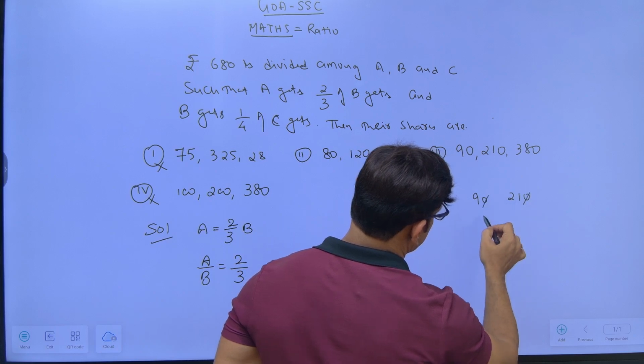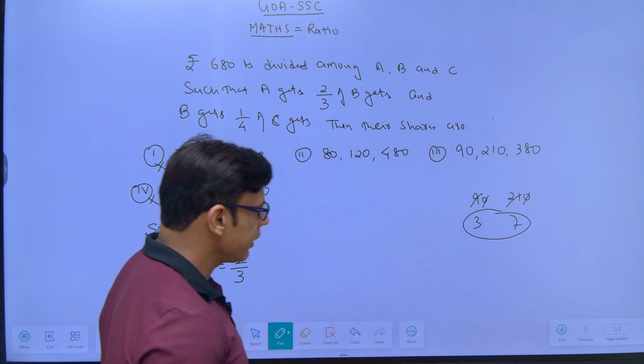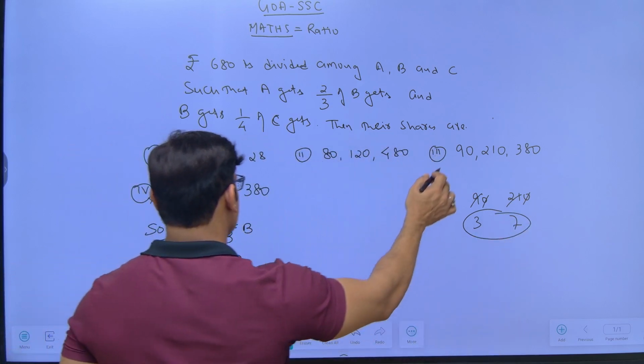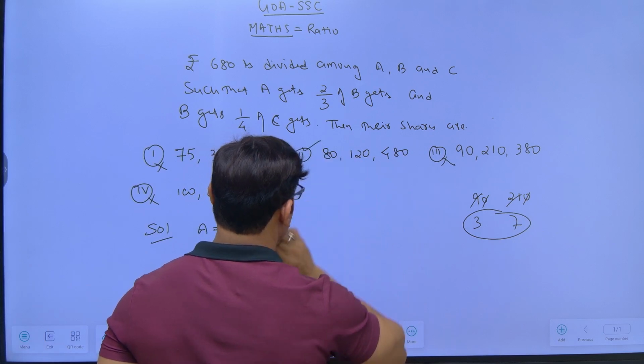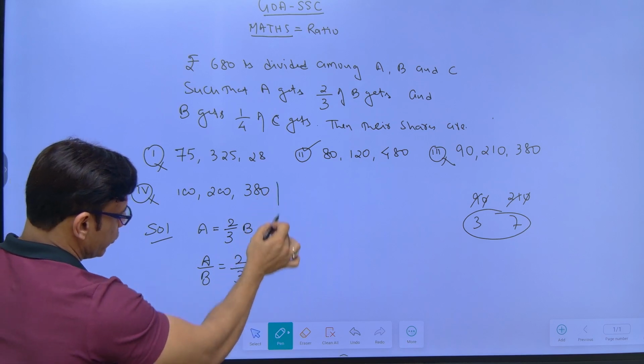A is to B. Cancel, cancel. 3 3s are 9, 3 7s. So what is the ratio between A and B? 3:7. So that option is also gone. This option should be your answer. But suppose it were not satisfied, you want to solve it, right?